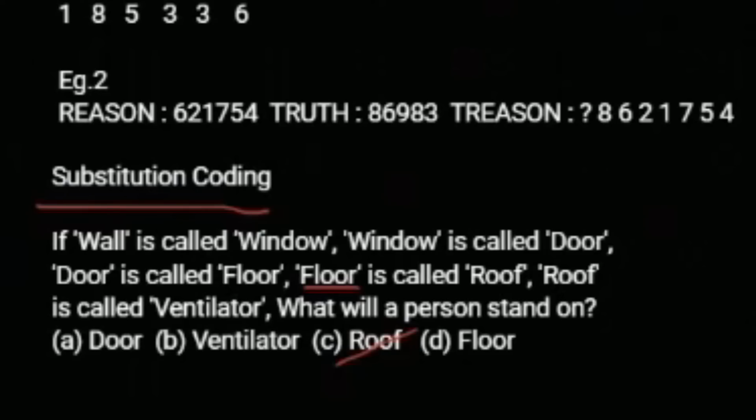Sharmila? Floor. But what is floor called? Floor is roof, I think. Floor is roof. So that is the right answer. So option C is correct. But why is it correct?